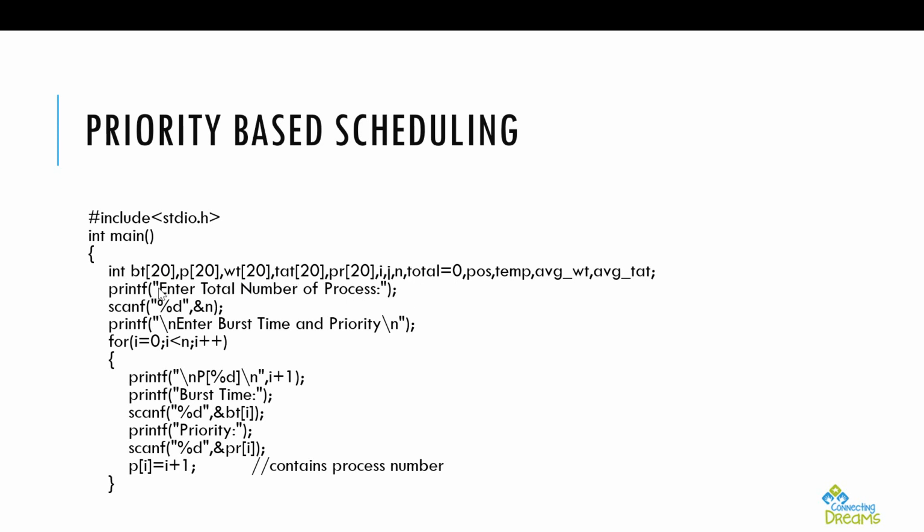Here we are asking for an input from the user: enter the total number of processes we want to work with in this algorithm. The result will be stored in n. Then it asks to enter burst time and priority. With the help of this for loop, the burst time and the priority of each process are taken as input from the user and printed on the screen. So at the end of this section of code, the user will have specified how many processes this priority-based scheduling algorithm is going to be implemented with, and the burst times and priorities assigned to each process.